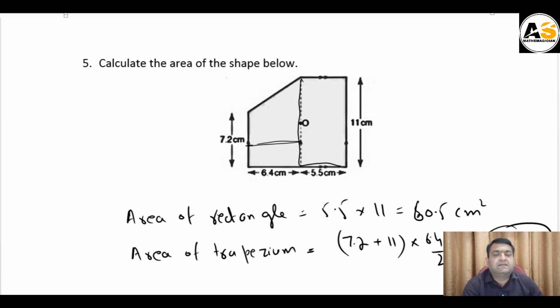You will multiply this to get the area of trapezium, and then you will add these two areas to get this area. I hope this is clear.